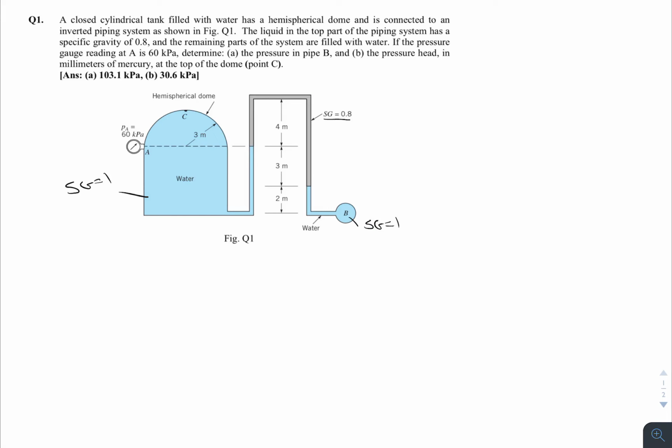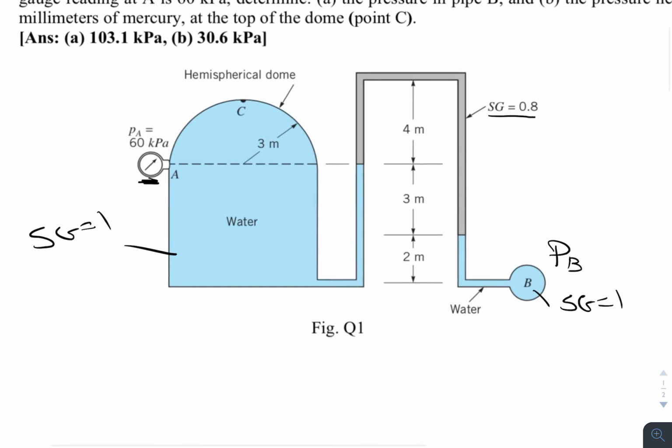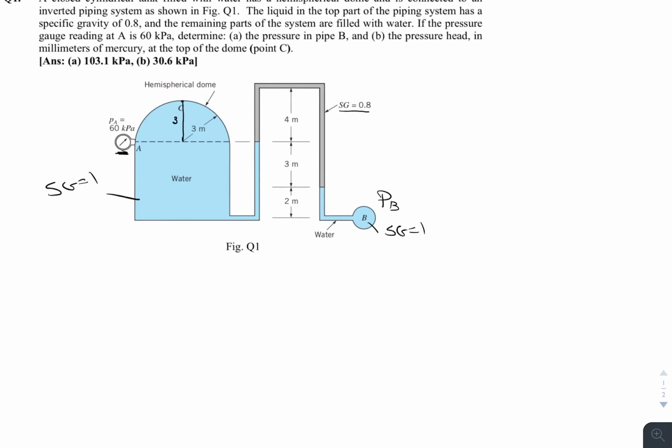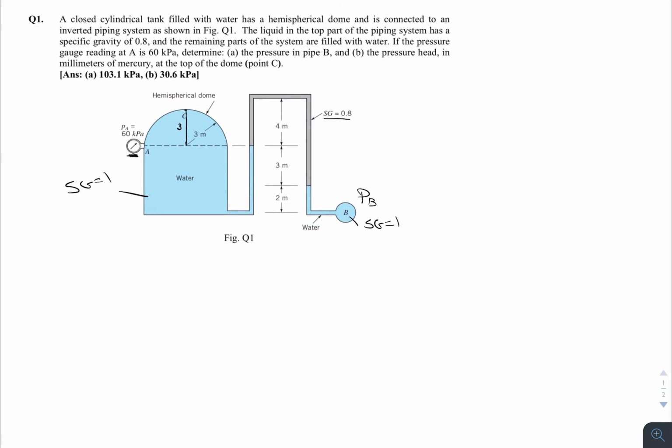We're told that the pressure here in our gauge attached to the tank is reading a value of 60 kilopascals. So we're asked to determine what then is the pressure here at PB of some pipe that we're measuring the static pressure of. And then we're asked to figure out what is the pressure head at the top of the dome at point C. So what is the pressure head at this additional height here above it? And we can get it in kilopascals. We can ignore the millimeters of mercury for now.